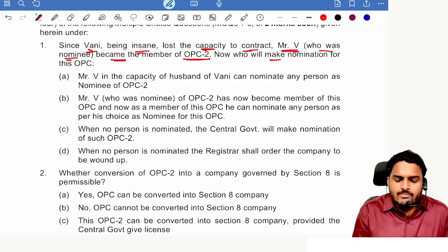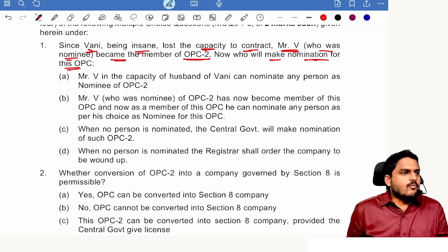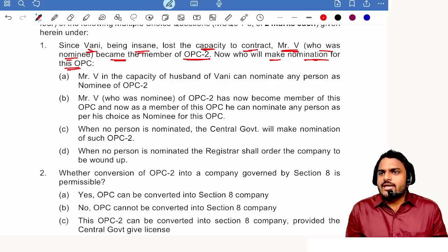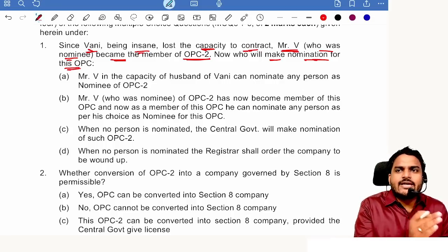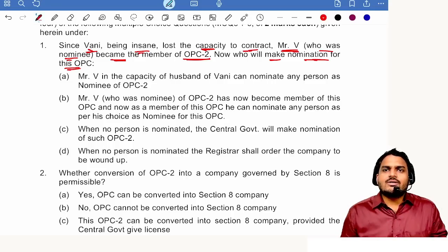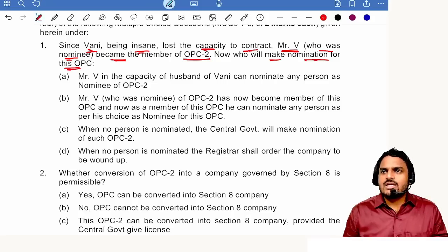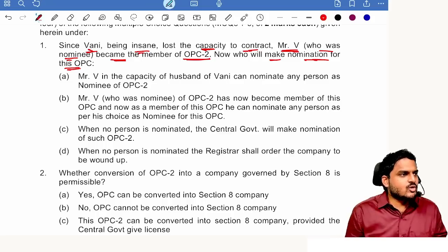Now, who will make the nomination for this OPC? Ma, what is the question, ma? Member became insane, nominee became member. Now there is a vacancy in the nomination clause. Who appoints the nominee to that vacancy? Who appoints the nominee? Central government, state government, ROC, RD? Who will appoint the nominee? Member of the company. Member of the company only.